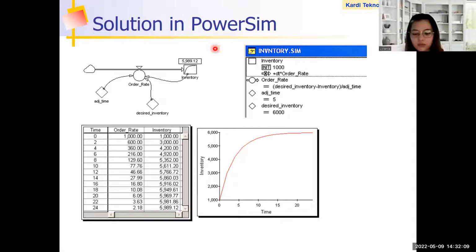Again, if you use Powersim or Vensim, you can just drag and drop and get all of this drawing. Exactly the same result anyway if you use Excel.